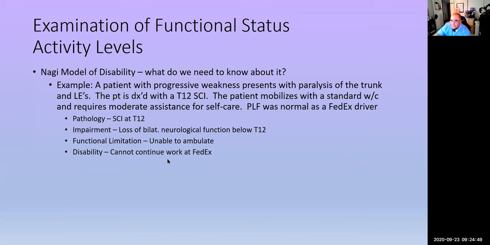But looking at the Nagi, let's look at this example of a patient. So we have a patient with progressive weakness, presents with paralysis of the trunk and lower extremities. The patient is, what's DX mean? Diagnosed, good. Excellent, Adrian. Diagnosed with the T12 spinal cord injury. Patient mobilizes with standard wheelchair, requires moderate assistance for self-care. PLF, what's PLF again? People's Liberation Front? No, it's not that. Prior level of function, right? We'll go with prior level of function. The prior level of function, right?